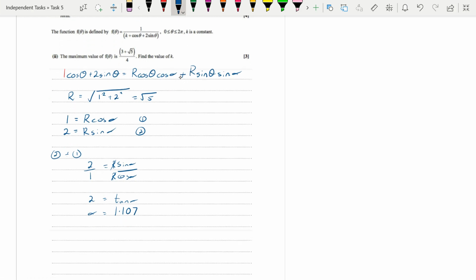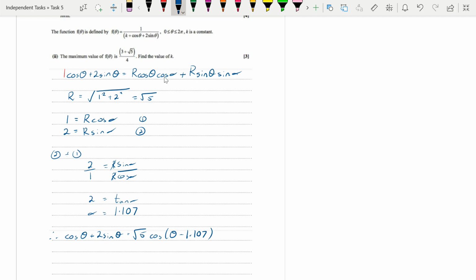So now I know my 2 parts, I'm going to put them back into the equation. Therefore cos theta plus 2 sine theta is going to be R, which is root 5, cos of theta minus 1.107. So there's my final equivalent form.